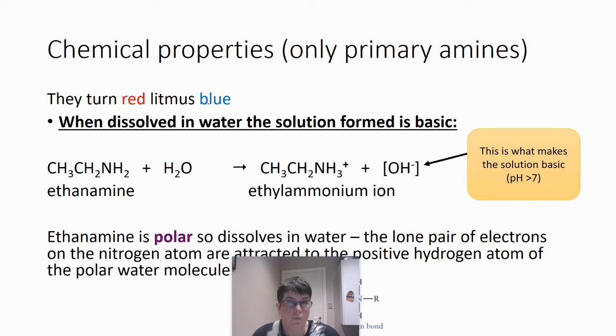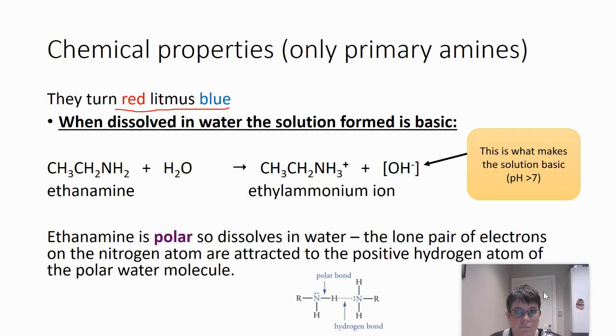Chemical properties. So we're talking about primary amines. So as I said, they are bases and they turn red litmus blue. When they're dissolved in water, the solution formed is basic. So for example, ethanamine reacts with water. When you put it in water, it dissolves and it forms this ethyl ammonium ion and hydroxide ions. And this is what makes the solution basic, because the concentration of the hydroxide ions will increase in the solution and therefore the pH will be greater than 7.